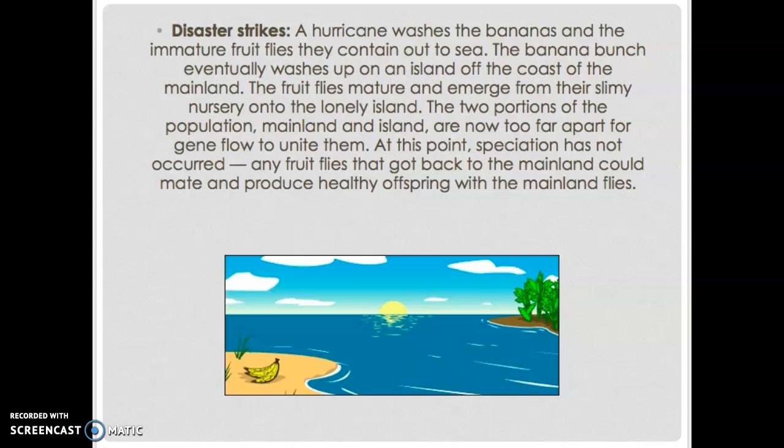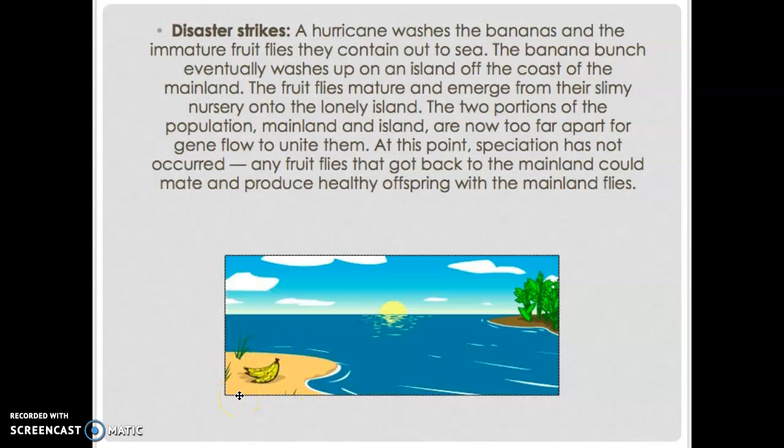The two portions of the population, the mainland and the island, are now too far apart for gene flow to unite them. So at this point, speciation has not occurred. Any fruit flies that got back to the mainland could mate and reproduce healthy offspring with the mainland flies. So here's your mainland over here, and the adult flies stayed there. The babies were washed across the ocean on the bananas, and now they're on the island.